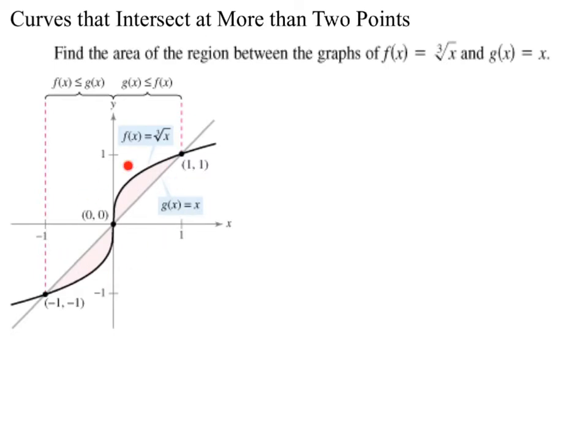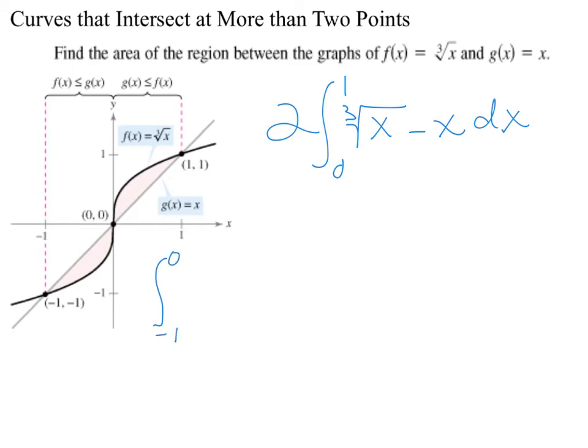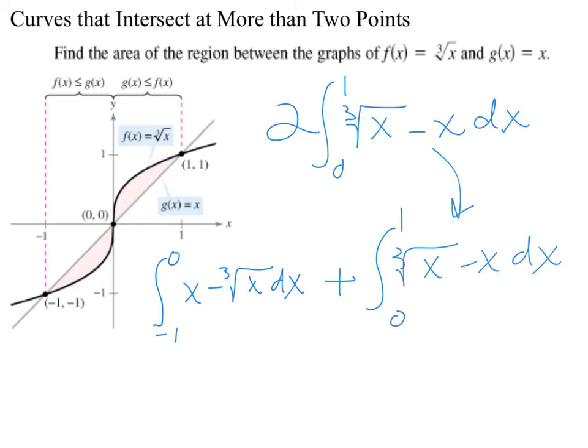So in order to process this, you would have to do this one of 2 ways. If you know that the area on either side is the same, then you can pick this side. And I would say from 0 to 1 of the top minus the bottom, dx. But I know that this is half, so if I multiply that through by 2, I'll get the whole area. Or you have to write them separately, and so you would do negative 1 to 0 of x minus the cube root of x dx plus the area from 0 to 1 of the other one, what I just had up here, the cube root of x minus x dx. And so you'd have to do 2 separate areas to be able to get that to be correct.